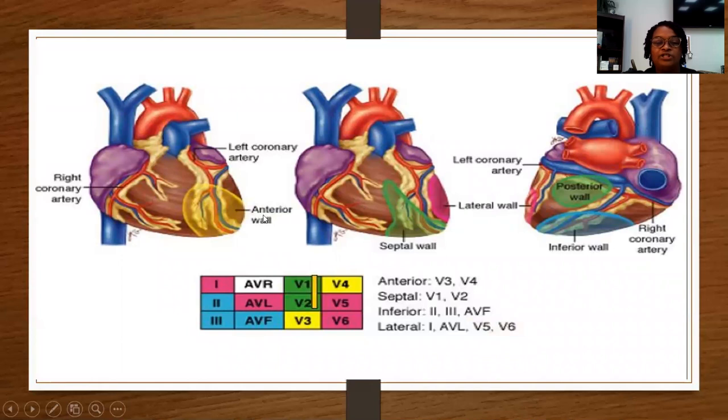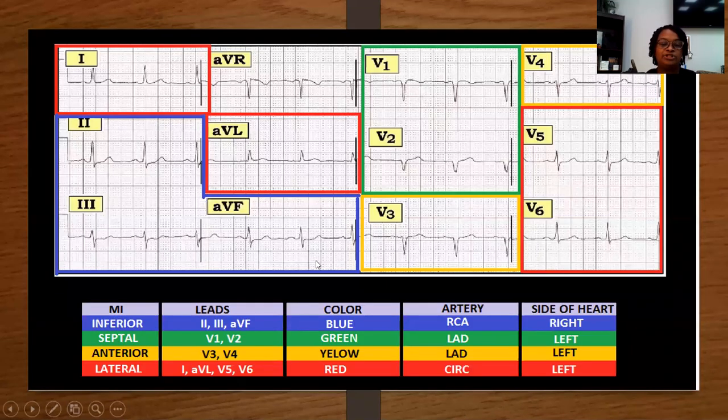And here's another visual image just showing you those four walls of the left ventricle. Okay, so here's something similar to your infarction squares. And again, it demonstrates pretty much the same thing. You have your different areas, your four walls, and then it shows you which leads to look in. It's color-coded, and it shows you which artery is supplying that area of the heart.